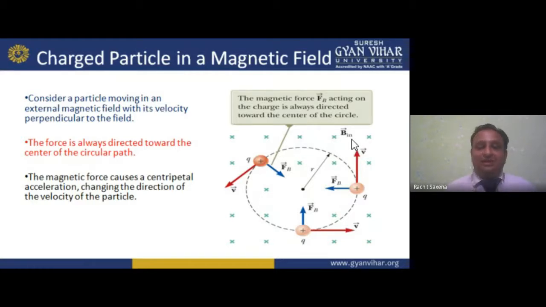Now consider a particle moving in an external magnetic field, with its velocity perpendicular to the field. Consider a particle moving in an external magnetic field, this is the magnetic field, it is moving in the field with its velocity perpendicular to the field. Okay, the force is always directed toward the center of the circular path. See here, my dear student, they are perpendicular to each other, but the force is directed to the center of the circular path.